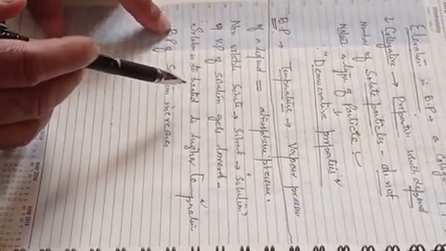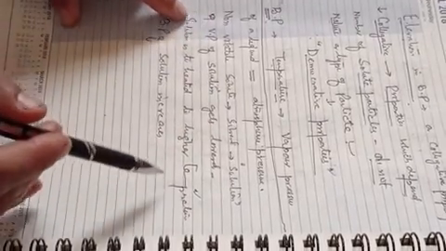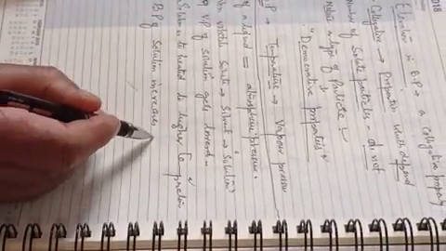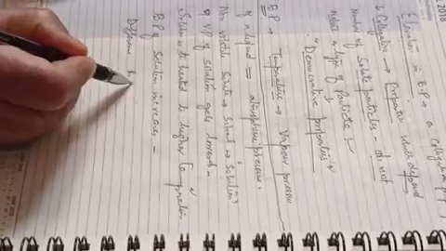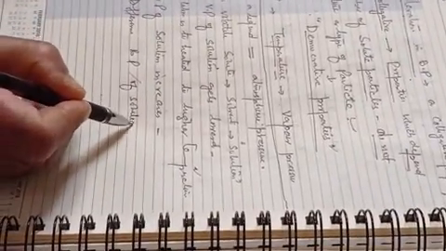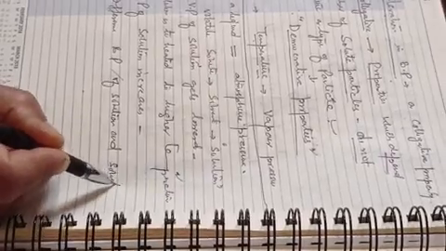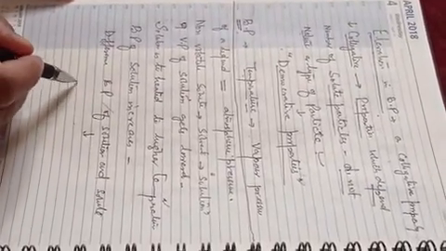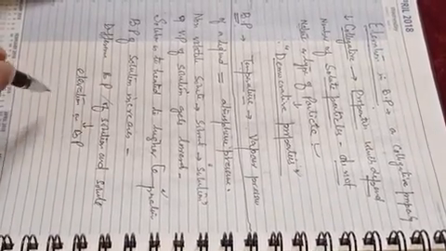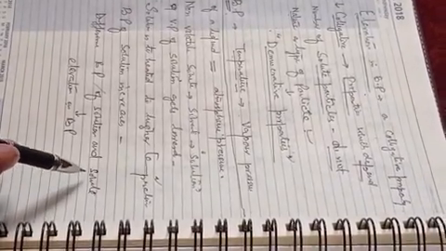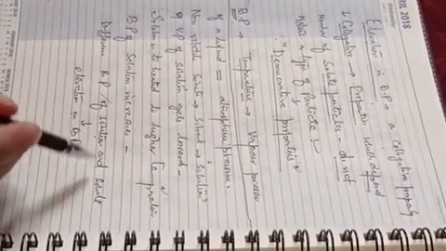Now let us study the elevation in boiling point. We have seen that when a non-volatile solute is added to the solvent, the boiling point increases. That means there is a difference in the boiling point of the solution and the solvent. That is called elevation, it gets elevated. Elevation in boiling point, because the boiling point of the solution is higher than that of the pure solvent.